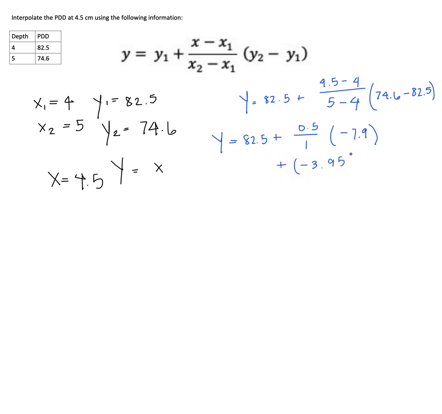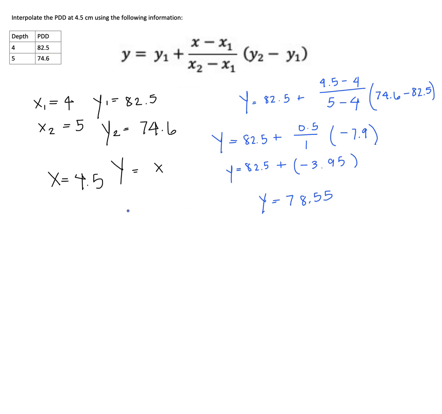We can do this in a parentheses if that helps. 82.5 equals y. So the only thing left to do now to solve for this y is to do 82.5 plus a negative 3.95. Now, if we want to, we can just do 82.5 minus 3.95, and that will get us what our answer is. So what would that be? 82.5 minus 3.95, and that is 78.55, or we can round it to 78.6.